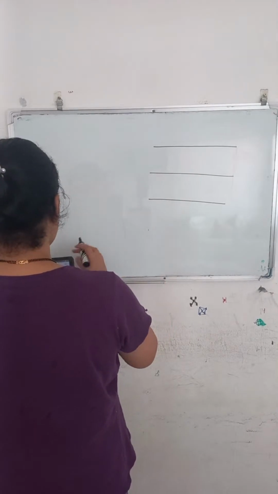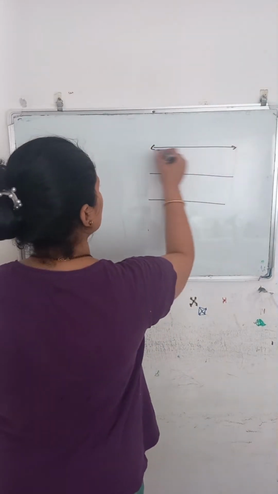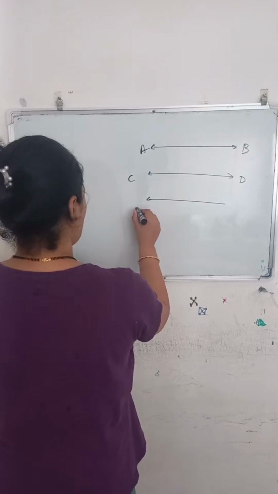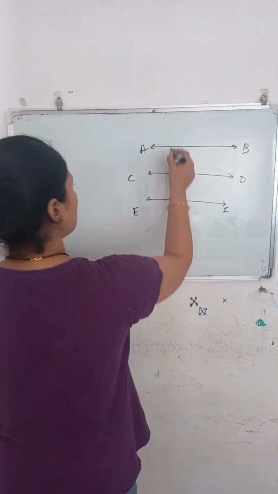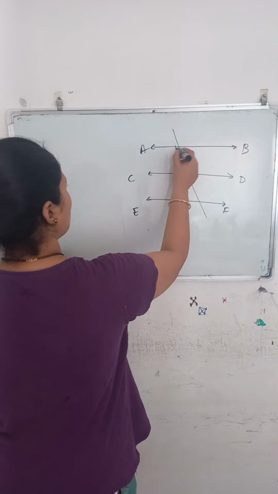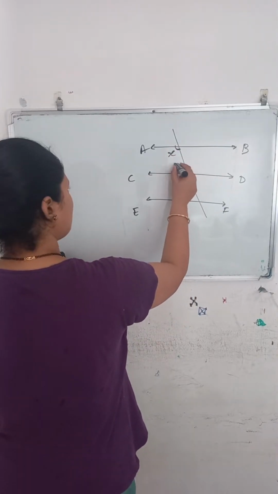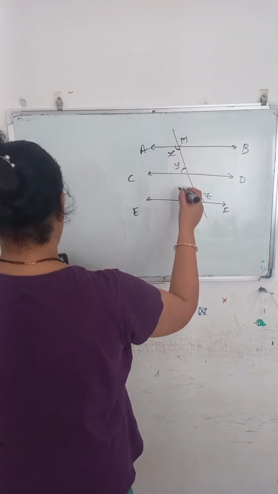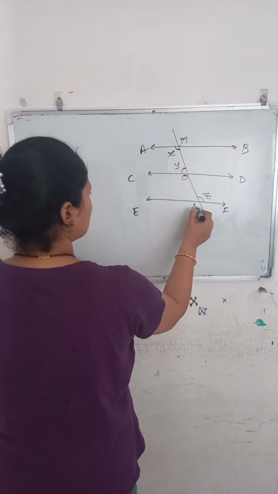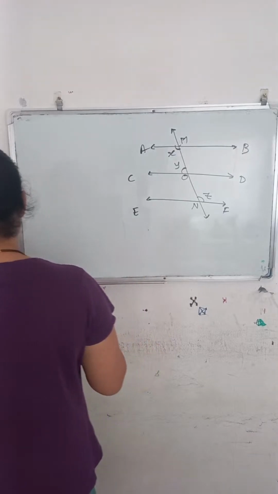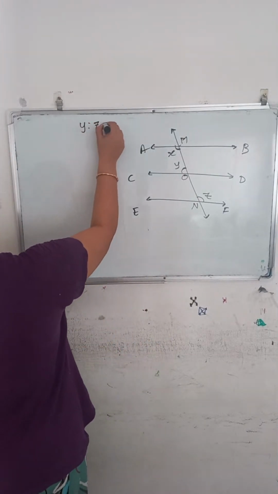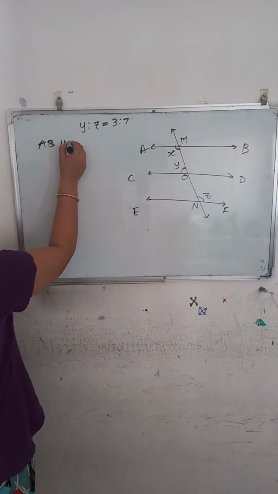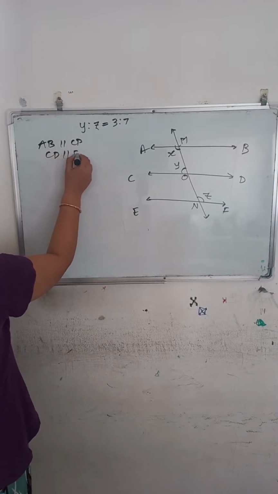So these are the lines given. This is AB, CD and EF. This is the transversal line, this is X and this is given Y, and this is nothing but your Z. This is point M, this is O and this is N. Here the ratio of Y is to Z is 3 is to 7, and a very important thing is given: AB is parallel to CD and CD is parallel to EF.